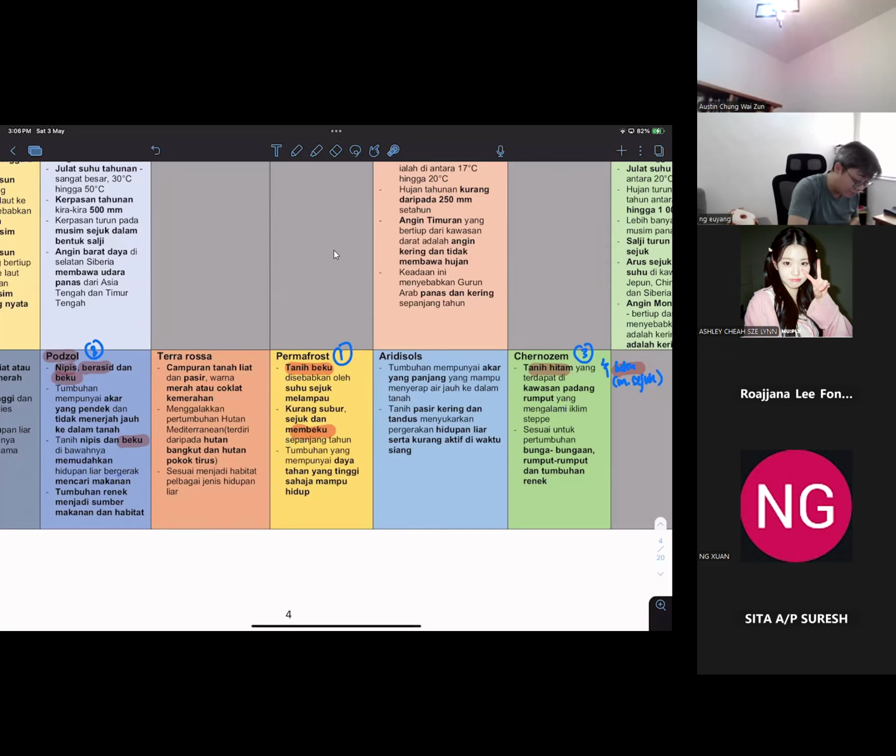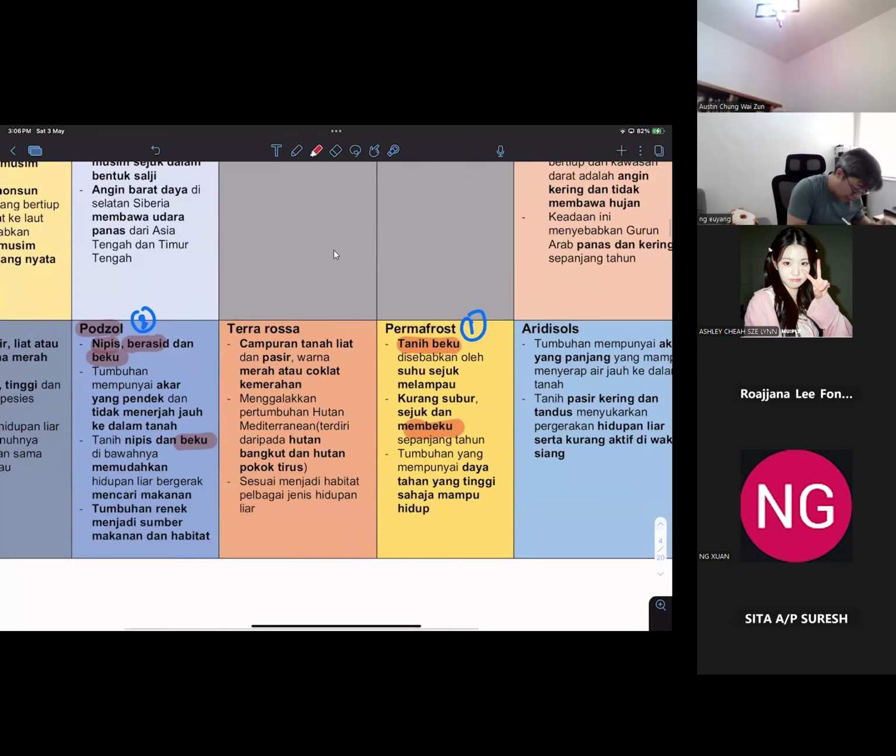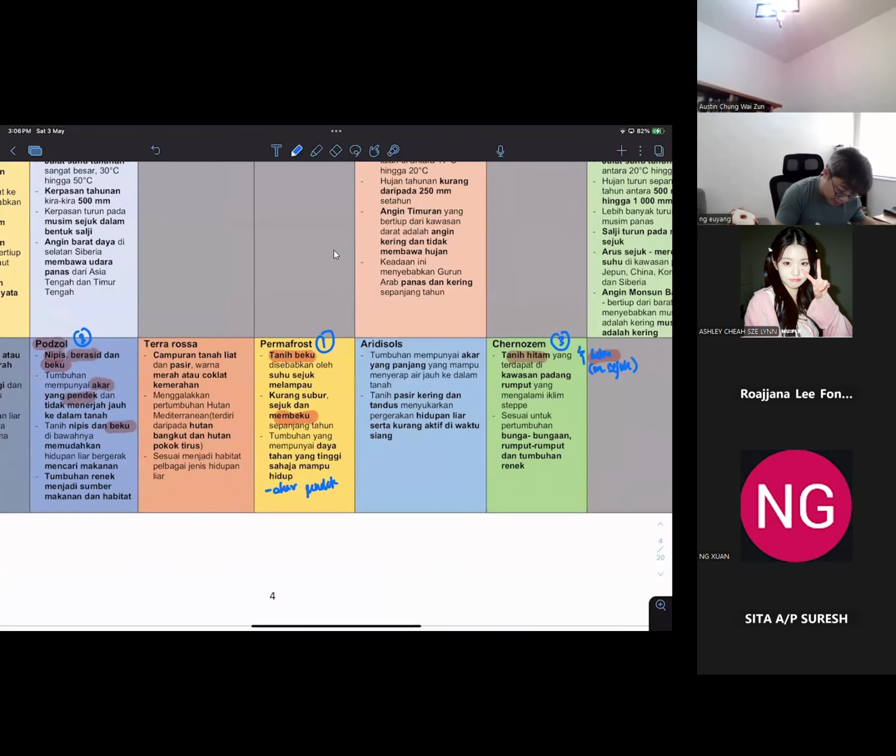So that's why this is going to have the ciri, akar pendek. They didn't have akar pendek here. So right now, for the permafrost also, akar pendek. Chernozem also akar pendek. So that's why tumbuh-tumbuhan renek. So tumbuh-tumbuhan renek and akar pendek.